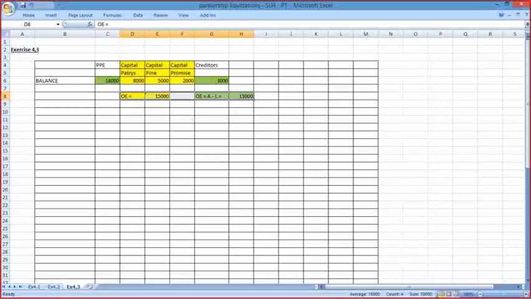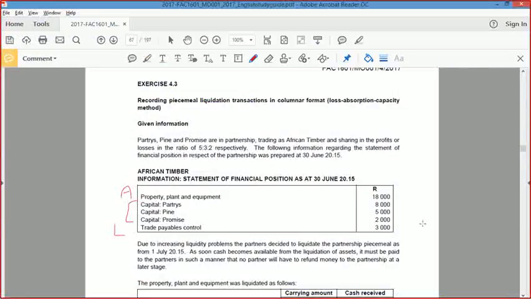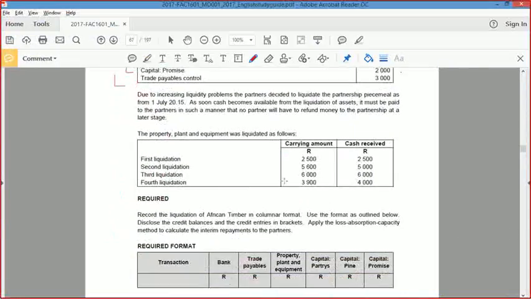What does the question say? So basically required is record the liquidation of African in columnar format. It'll always be in this format in terms of your piecemeal liquidation, so you don't have to worry too much about that. They've just described what you need to actually do. Okay, but tell me about this. What happened there?